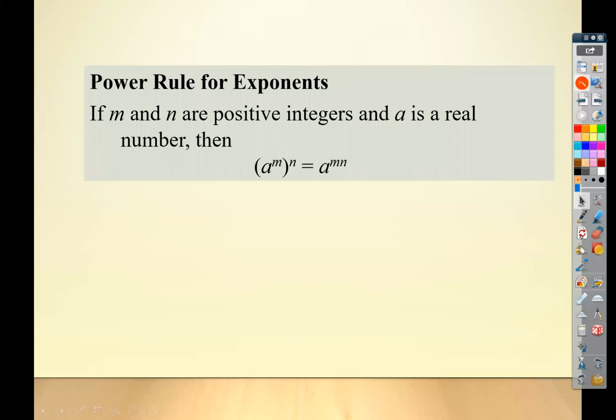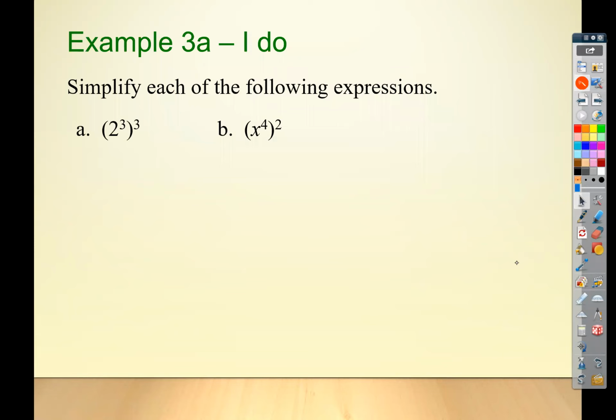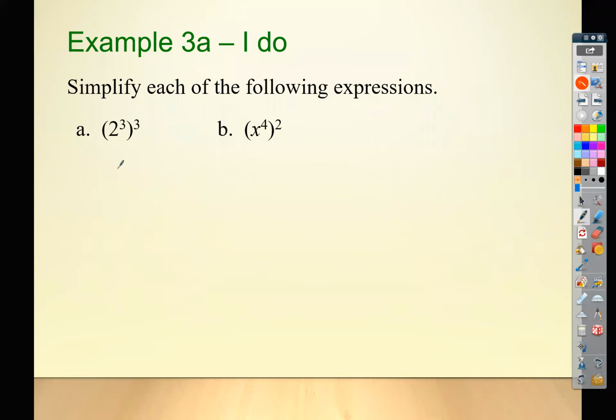All right, the power rule for exponents is when you have a power of a power, you multiply your exponents, okay? So when you're multiplying, you add your exponents. When you have a power of a power, you multiply. So this would be 2 to the 9th because I have 3 times 3, which is 2 to the 9th. And if you do that, you get 512. This would be 4 times 2, so x to the 8th.